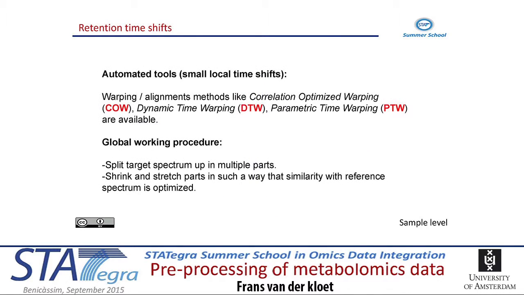There are of course some algorithms here, and we've got some automated tools which are called correlation optimized warping, or dynamic time warping, or parametric time warping. So there's lots of things to align them to each other. The global working procedure is to split the target spectrum up in multiple parts and shrink and stretch parts in such a way that similarity with the reference spectrum is optimized. So we have to select one spectrum as a reference, one sample as a reference.